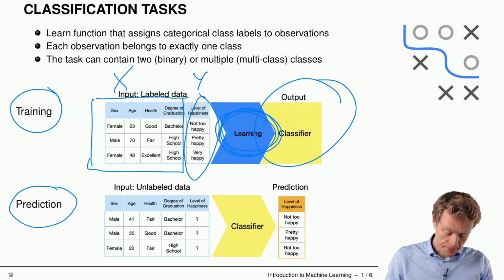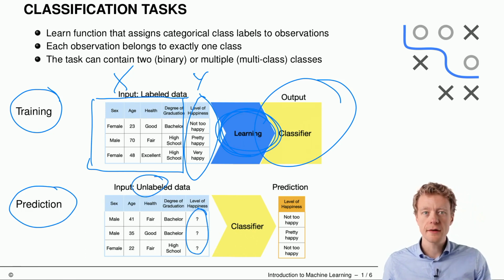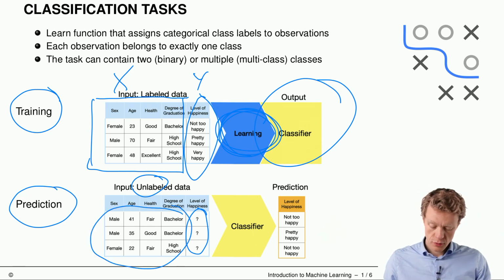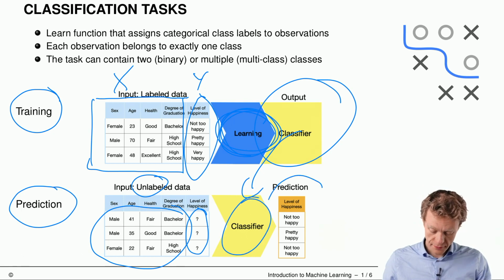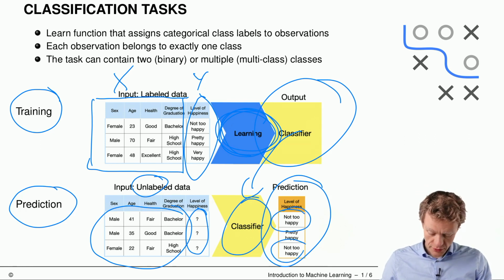At prediction time, we have unlabeled data, which means all the target variables are question marks, and we try to predict the class of these feature values. For this, we take the classifier, and as final output, we have the level of happiness, which can have three classes, and in this case, two observations have the same predicted class.